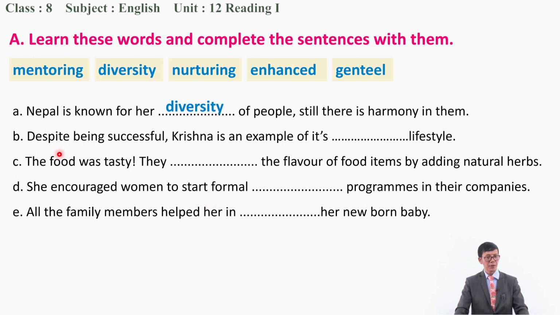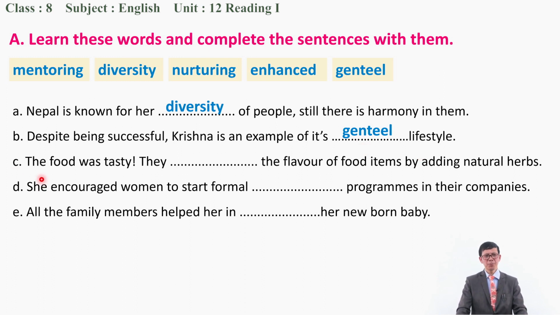Let's look at B. Despite being successful, Krishna is an example of its lifestyle. Can you please guess what lifestyle? Very good. So Krishna is an example of its gentle lifestyle. Okay, quiet. That is what we call gentle. Yes, peaceful. A quiet nature, manner. All right, it's a gentle lifestyle.